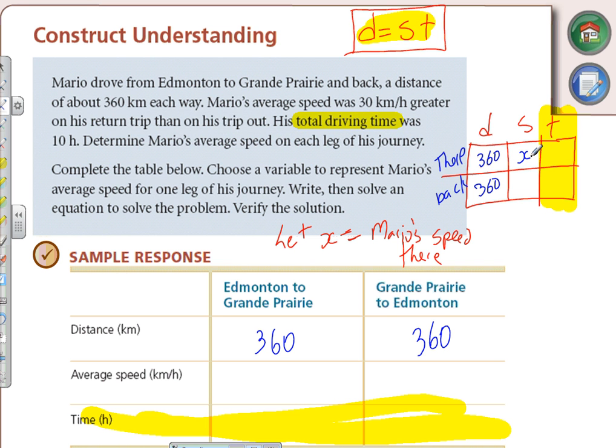But on the way back, his average speed is 30 kilometers greater than it was there. So that means his speed coming back was x plus 30. Now I'm going to use the formula. I'm looking for time, so I've got to isolate time on this formula and rearrange it. Time is equal to distance over speed. So the distance, which is 360, over the speed, which is x. Distance, which was 360, over the speed, which was x plus 30.